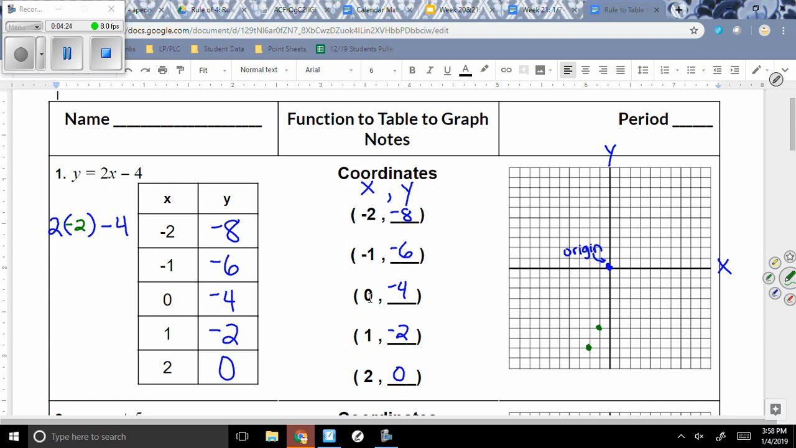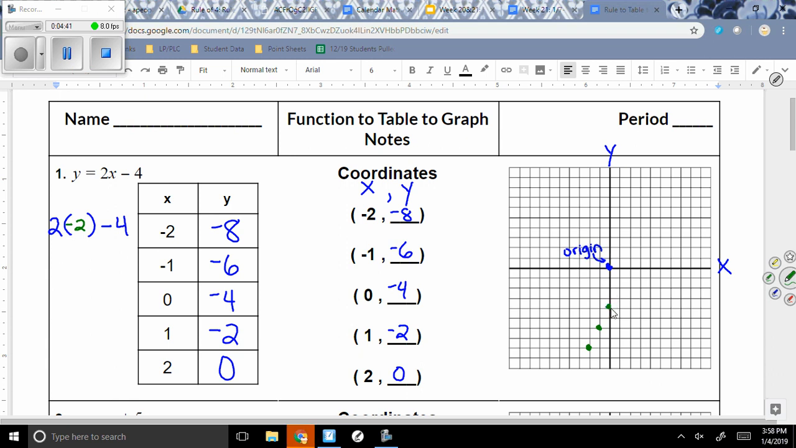All right, let's look at the next one. This one is 0, negative 4. So I'm going to start at the origin. And since it says 0, I'm not going to move left or right. I'm going to stay right there. But I have to move down for that negative 4, 4 spaces. And put that little green dot.